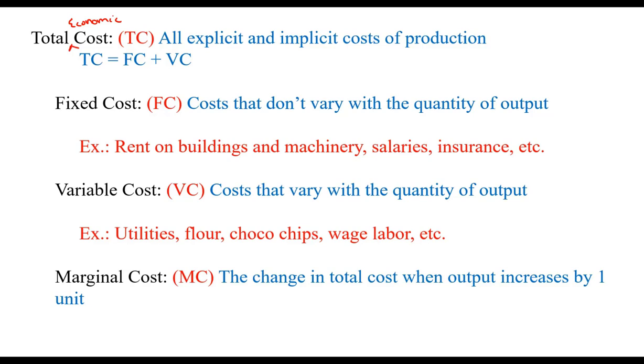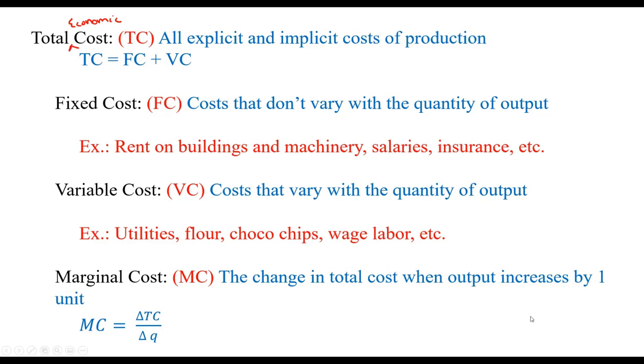You hear the word marginal, so you should be thinking delta over delta, change over change. Marginal cost is the change in total cost when output increases by 1 unit. So if we decide to produce 1 more dozen cookies, how much will cost go up by? That's the change in total cost over the change in quantity.